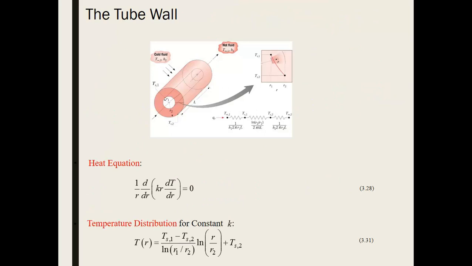Again, we're looking at R1, R2. This was the form of the heat equation that we solved, and I just walked you through how this temperature distribution is derived, starting with the heat equation.